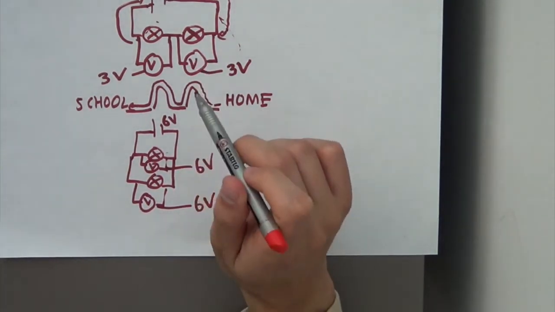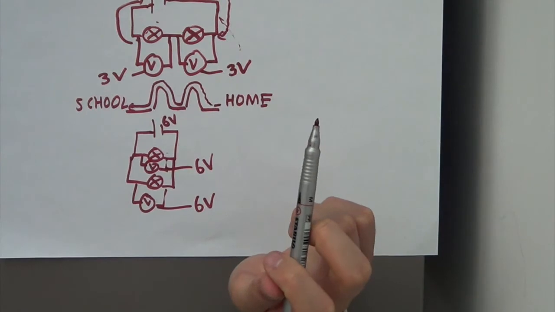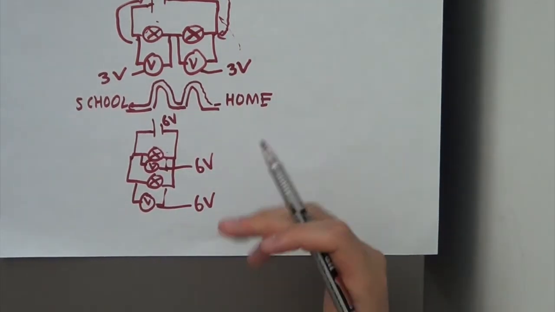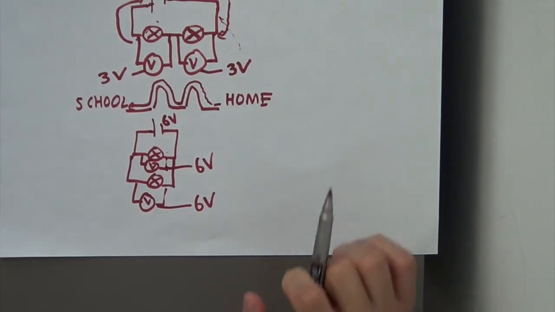However, in a series circuit voltage is split. In a parallel circuit, current is split. So if you remember it that way, you can't go wrong. And that's the end of this lesson.